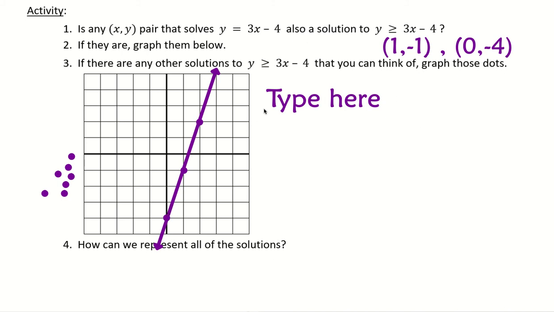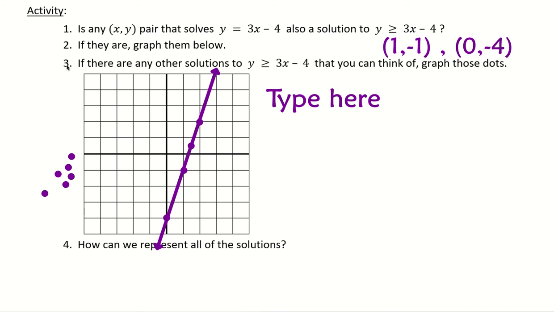There's dots everywhere. Because again, just to remind you, there's a solution here for x equals 1.5. If we plugged in 1.5, 3 times 1.5 should be 4.5, and then 4.5 minus 4 is 0.5. So we have a solution that says 1.5 comma 0.5. There's a dot right there. So there's dots everywhere on this line, and it keeps going forever in both directions.